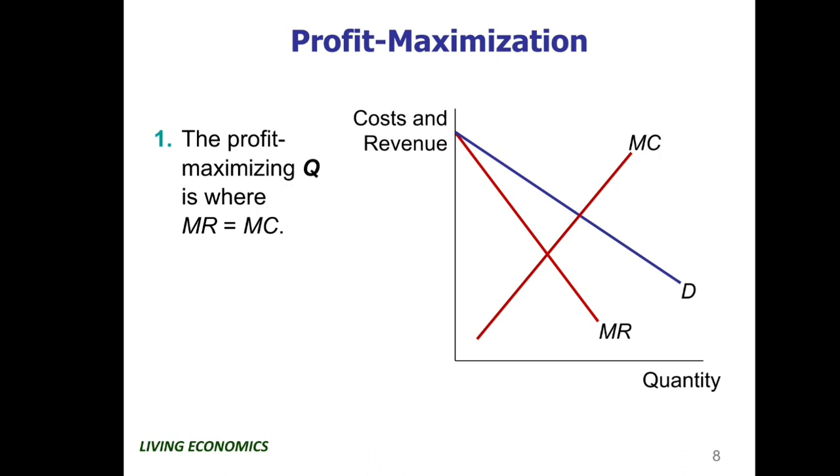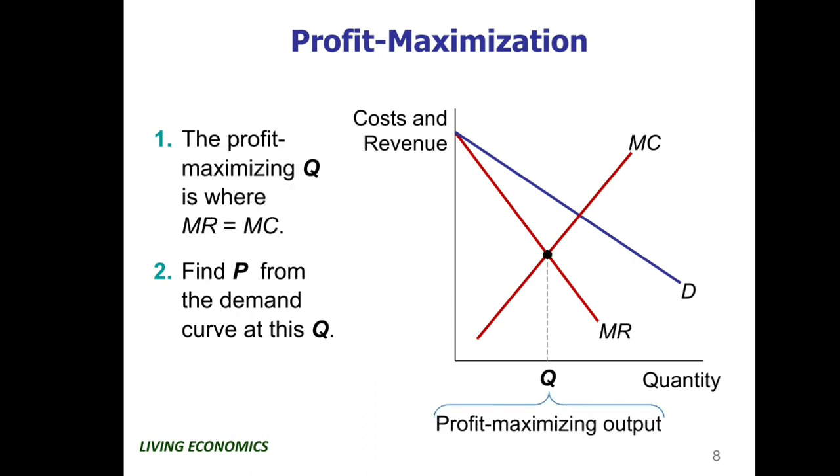So you can see clearly that MC intersects MR at some quantity, and as per the graph it is Q, which is the profit maximizing quantity. Now, in order to set the price, we need to look at the average revenue curve, which is also called the demand curve and the price curve. So price would be set where it touches the demand curve.